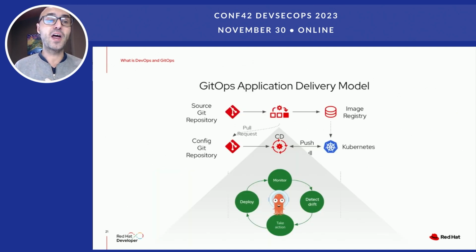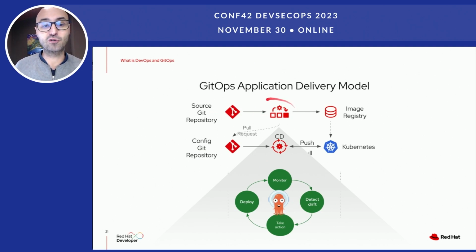Basically, when we adopt the GitOps application delivery model, we are saying that we've got 2 Git repositories. Of course, this is opinionated, I know, but my suggestion is that you always have 2 repositories. One is the source Git repository, which is basically the source code that developers work on. Then, we've got a config Git repository. This other repository holds the manifests that we need to deploy my service, my application, to the cluster.